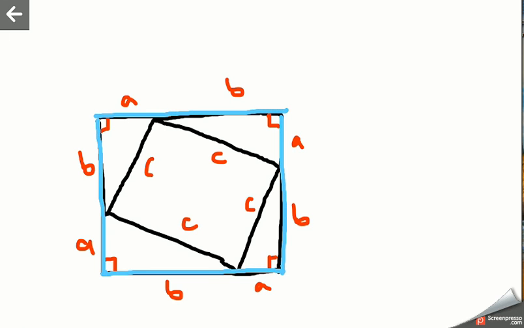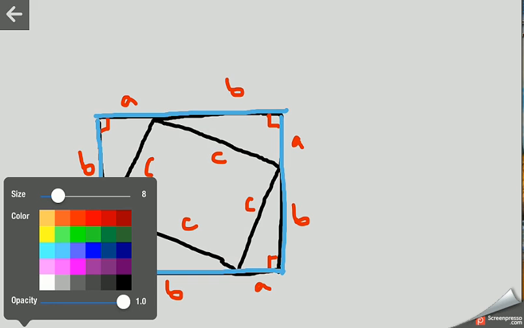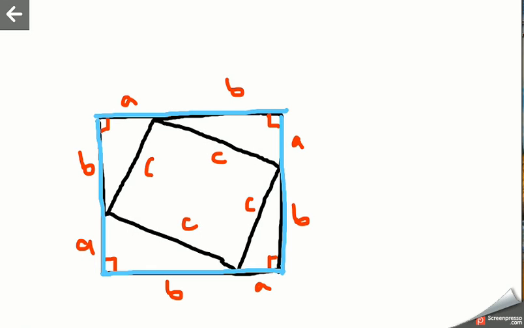Now we're going to calculate the area of this square in two different ways. But first, I would like to make another observation. So we're going to call this angle X and this angle Y. Well, if this is angle X and this is angle Y, what's this angle here?